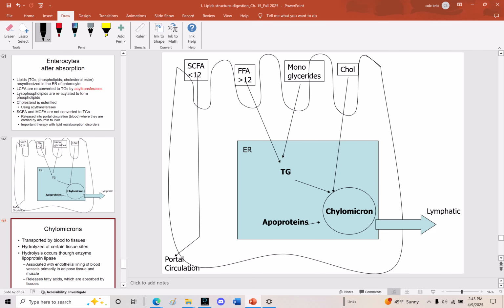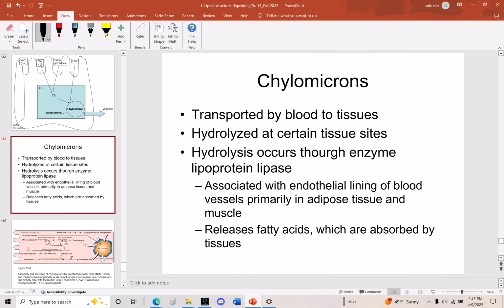So chylomicrons will eventually enter the blood, and they're going to be transported in the blood to the tissues. They're going to be hydrolyzed at certain tissues. What are the two main tissues that are going to hydrolyze or break down the chylomicron to pull out the triglycerides? I already told you the two main tissues. Muscle and adipocytes. They're going to be the two main tissues that want to pull out those triglycerides and take them in. And that's called hydrolysis, so you can hydrolyze them. And the enzyme that's going to do that is another lipase.